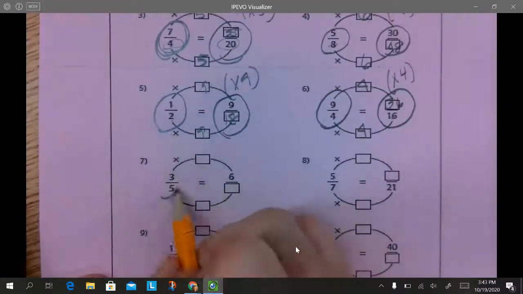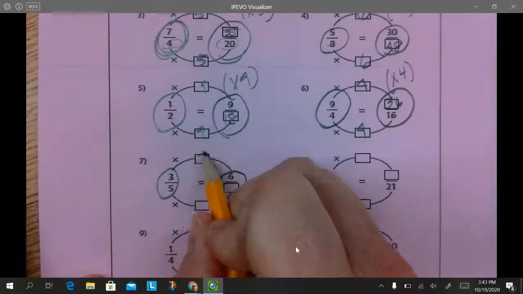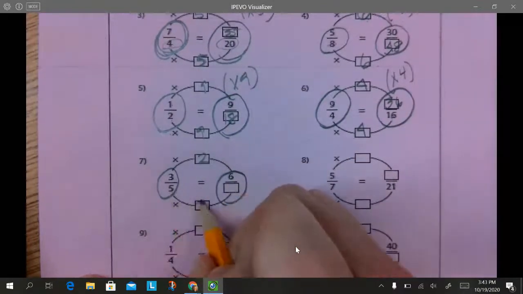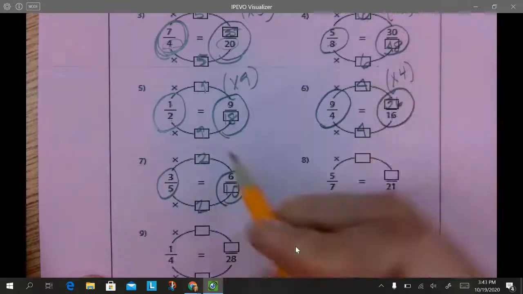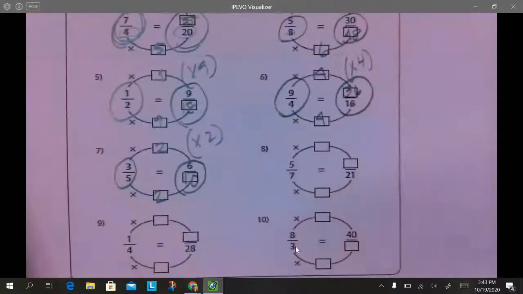3 to 5 is equivalent to 6 over what? 3 times 2 is 6, so 5 times 2 is 10. Okay, so you increase this one by 2 times. Look at the next one.